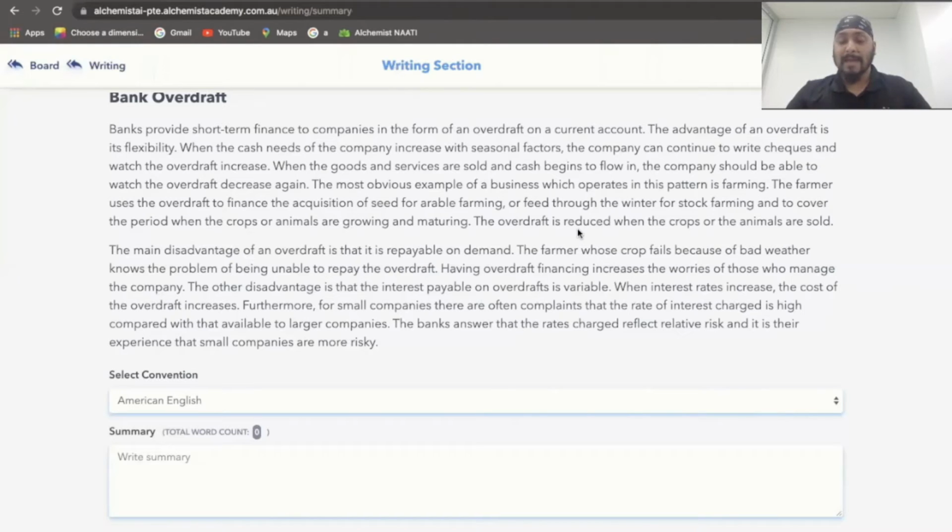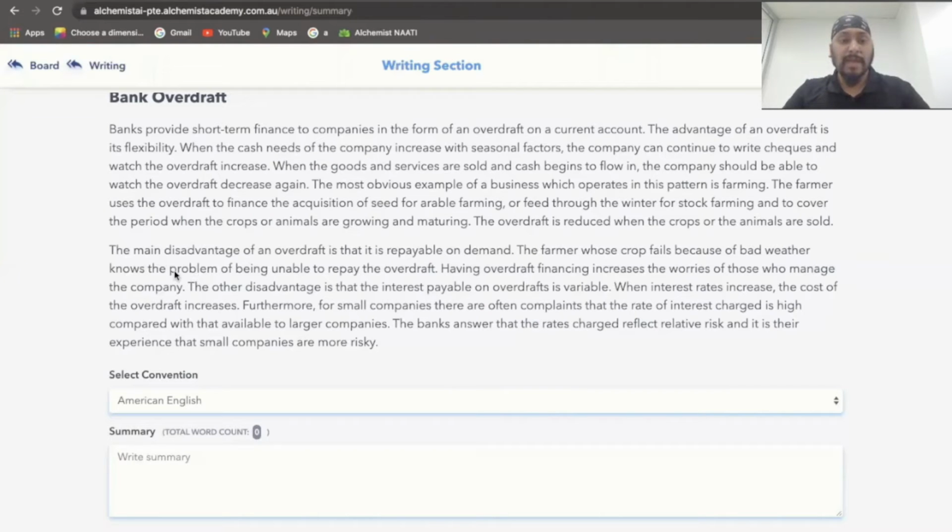So from this paragraph, I'll tell you one thing. If I just look at this paragraph by itself, the first thing that I'd like to talk about is this: banks provide short-term finance to companies in the form of an overdraft on a current account. And the main advantage is flexibility. That is one thing that I'd like to mention for sure. I'm not too sure about this part, whether I should mention farming or not, because I'm in a bit of a conflict, like should I or should I not? But for that, I'm going to go through the rest of the passage as well. And the reason why I think farming would be a part of this is because they have elaborated a lot about what happens in the farming industry.